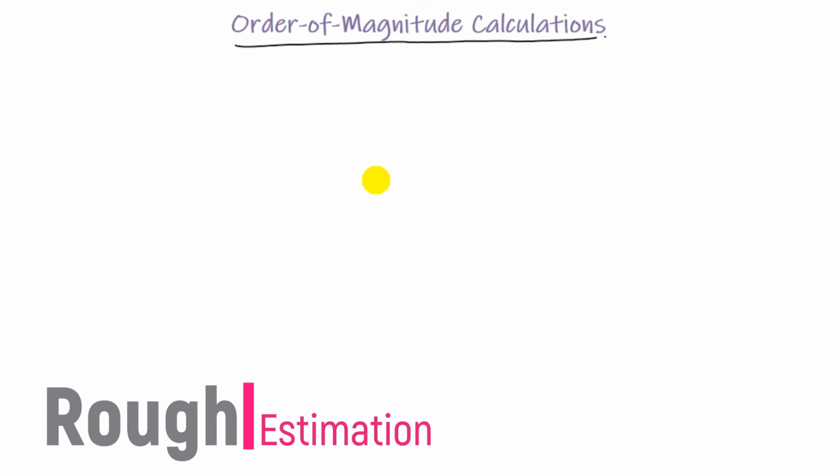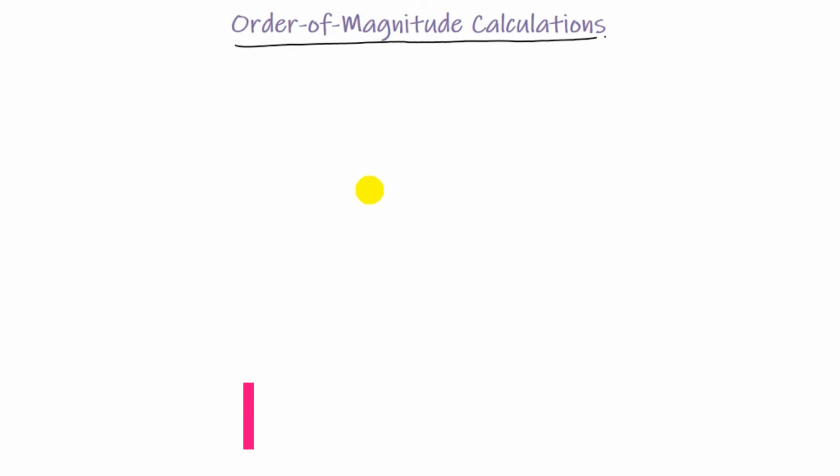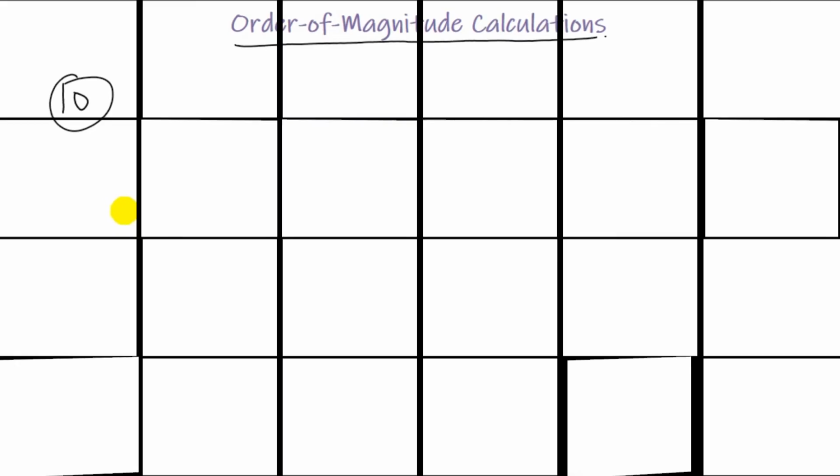Now next we're going to discuss order of magnitude calculations. An order of magnitude calculation is a rough estimation designed to be accurate to within a factor of about 10. The aim of such a calculation is to give a rough idea of what order of magnitude should be expected from a more complete calculation. So let's understand this concept with a practical example.